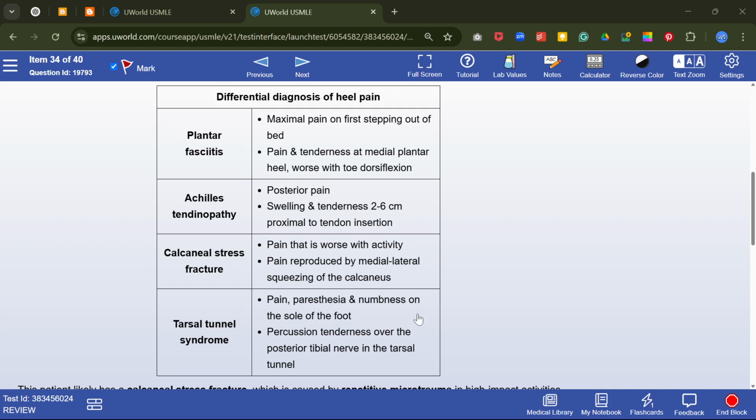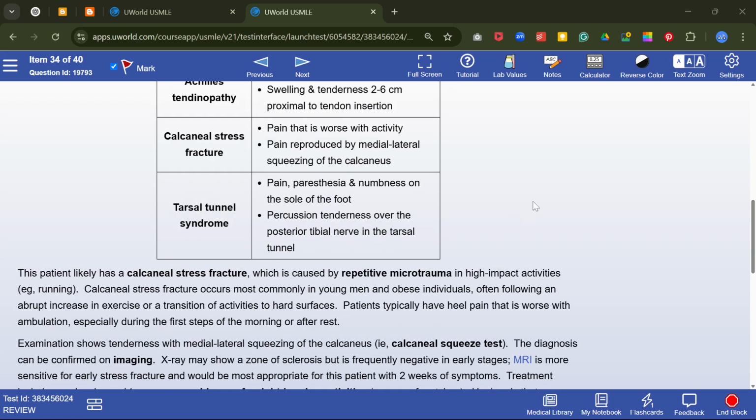Calcaneal stress fracture: there is pain that is worse with activity, and pain reproduced by medial and lateral squeezing of the calcaneus, which is very high yield.